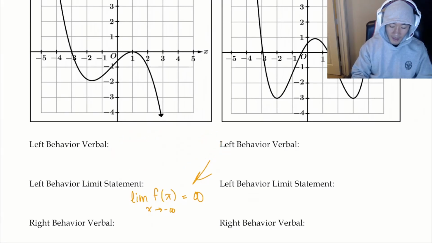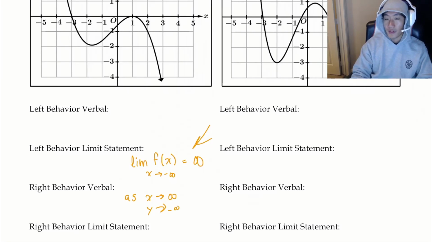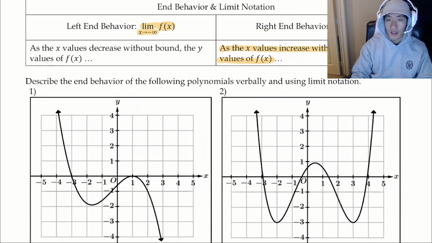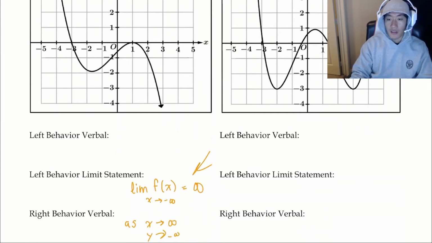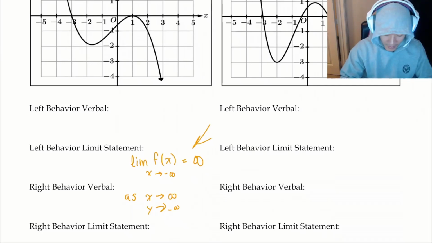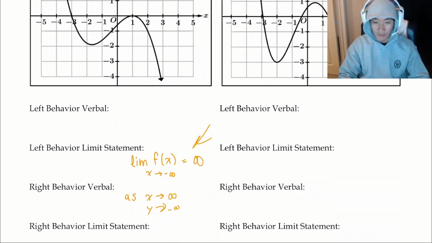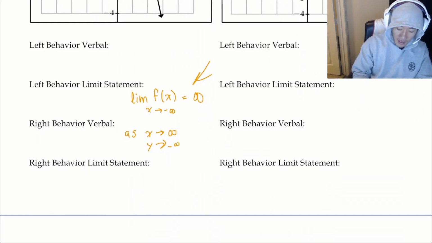Now let's talk about right end behavior. Let me write down what I'm going to say. As x approaches positive infinity, as I go to the right, y is approaching negative infinity. That's verbally what I'm going to say. Or you could say it as x values increase without bound, the y values of f of x are decreasing. That's how they want you to say it in these notes, but I think both are fine. So now let's write the right behavior limit statement using limit notation.